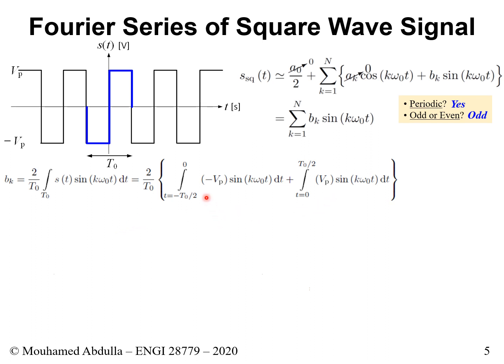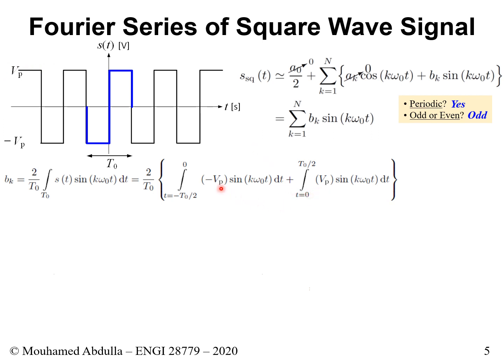What we will do is break the integration into 2 parts because, like I said, there's a sudden jump from this end to this end. So we'll integrate from minus T0 over 2 until 0, and the value of the signal is minus VP. That's why instead of S(t), I enter minus VP here. I enter the sinusoidal with the different harmonics, dt, plus this component from 0 until T0 over 2, where the value of the signal is VP.